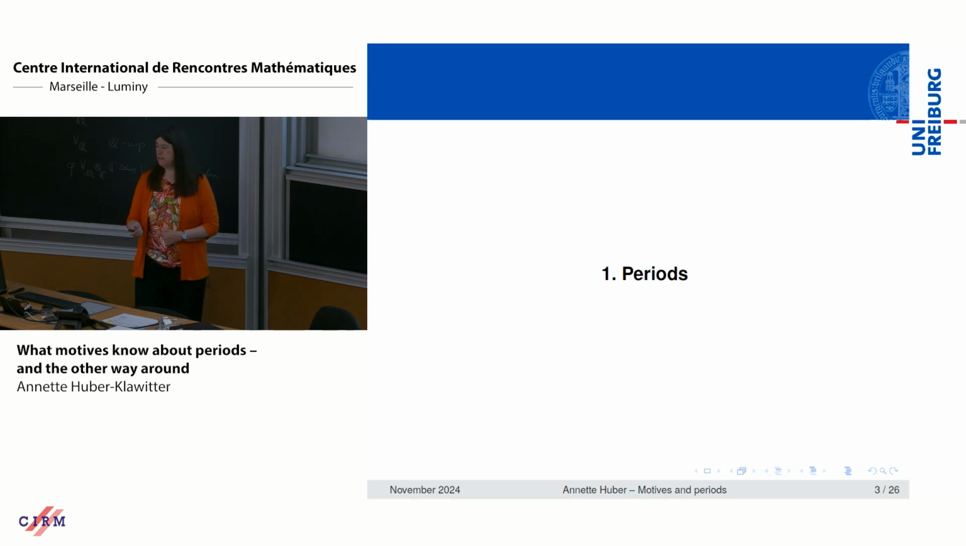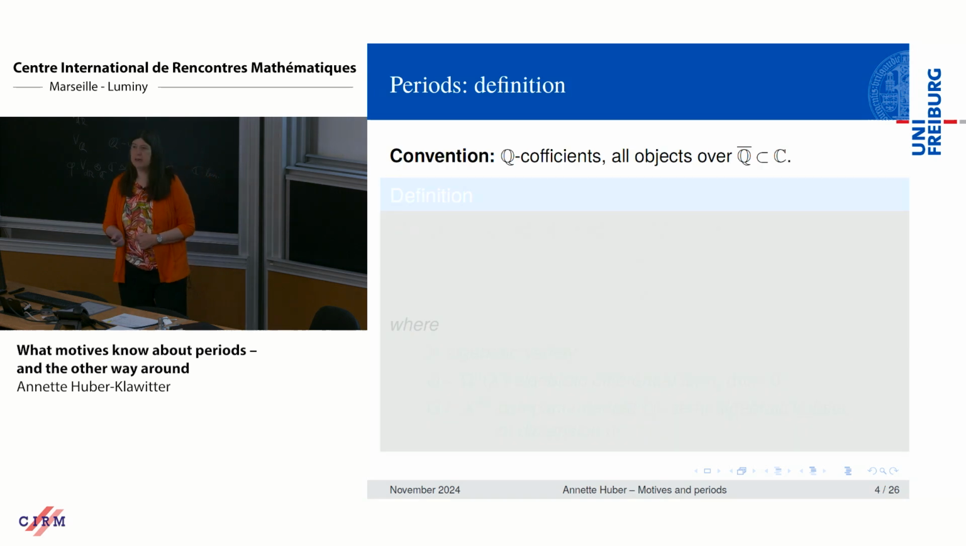Let's talk about periods. Well, they're complex numbers. I'm working with the convention throughout: all the categories, all the linear categories have Q coefficients, and all objects, motives, varieties, whatever, are defined over Q bar. You could do a slightly more general thing, but that's the most interesting case, so let's stick to Q bar.